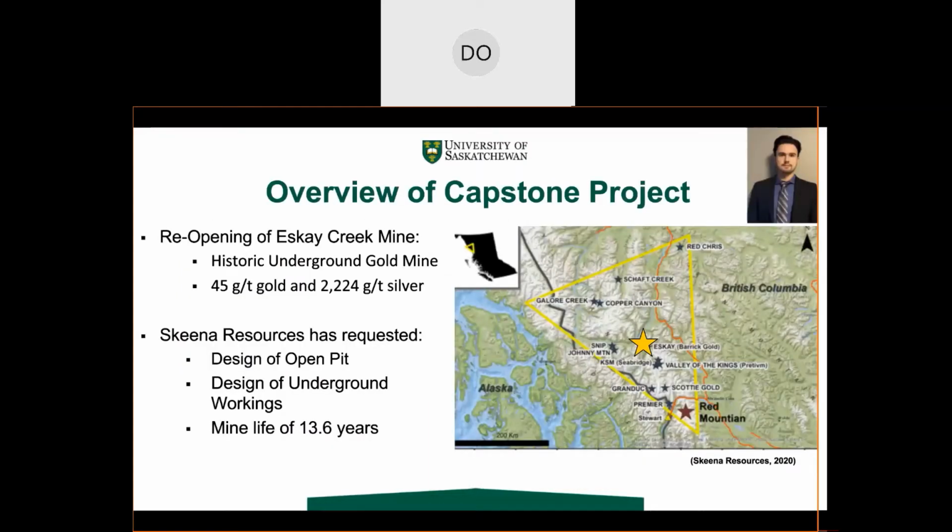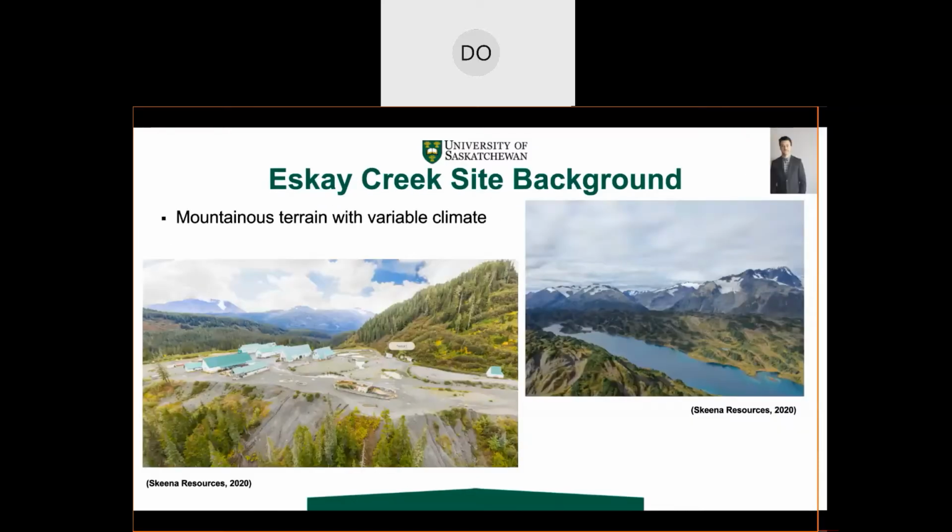Eskay Creek is a historical underground gold mine in northern BC that opened in 1994 and was the world's highest grade gold mine while it was in production. It was closed in 2008 due to the low price of gold and lack of infrastructure in northern BC. The price of gold has climbed since, and there has been a significant amount of development in the area, making leftover reserves economical. Given a mine life of 13.6 years, our team has been commissioned to design an open pit mine, as well as give our recommendations for potential underground workings.